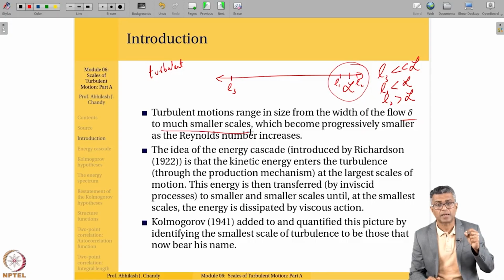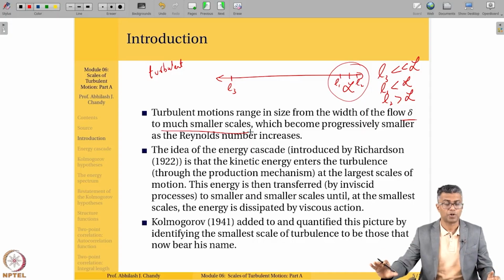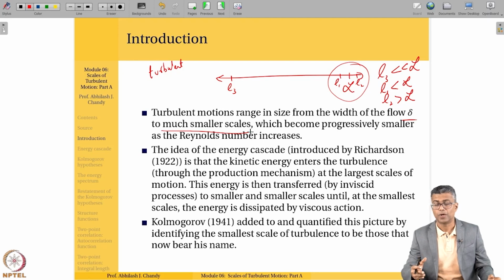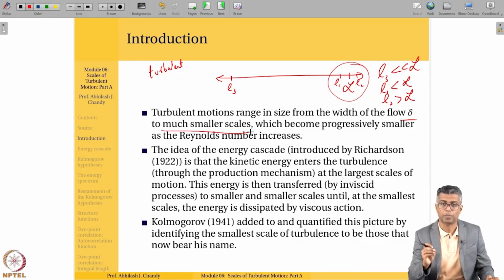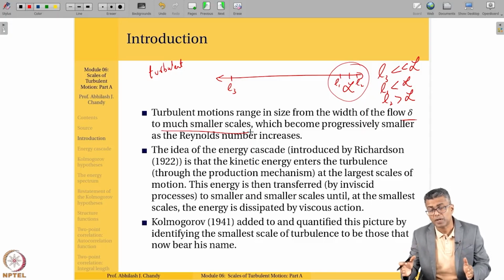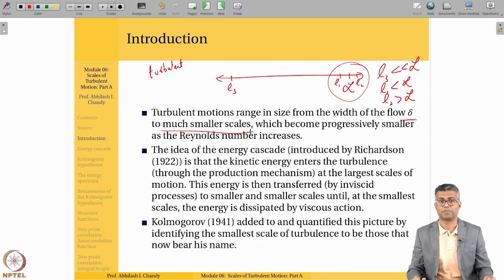Now, these scales become smaller and smaller, isn't it? Obviously, the continuum hypothesis is valid, so we are not going down to the molecular scale. I cannot reiterate that enough. We are not going down to the molecular scale because for using the Navier-Stokes equations here, we have to make sure the continuum hypothesis is valid. So our smallest length scale is still orders of magnitude larger than the molecular scale. However, the scales are becoming progressively smaller. The smallest scales are becoming progressively smaller as the Reynolds number is increasing.